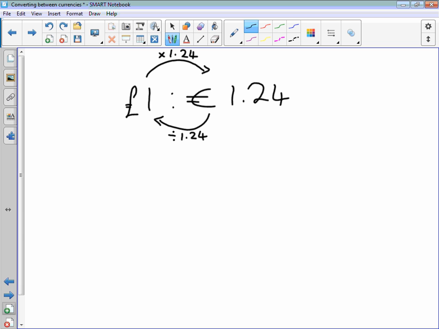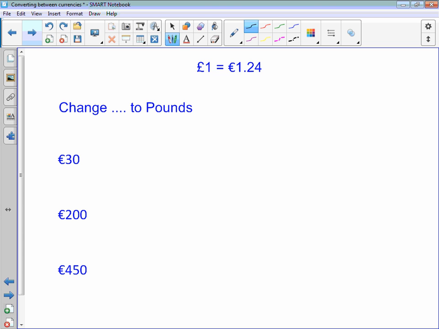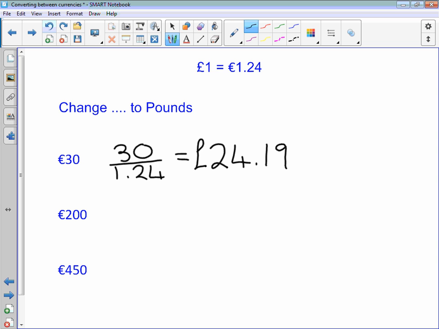So if I take 30 euros and change it to pounds, I need to work out how many 1.24s there are in 30. In order to do this, I do 30 divided by 1.24, and that changes my euros into pounds, and that gives me £24.19. Remember to write your answers to 2 decimal places, as money is written to 2 decimal places.